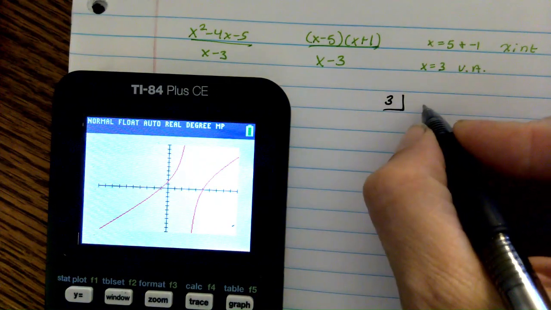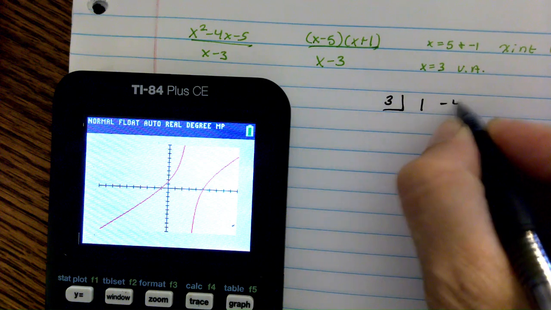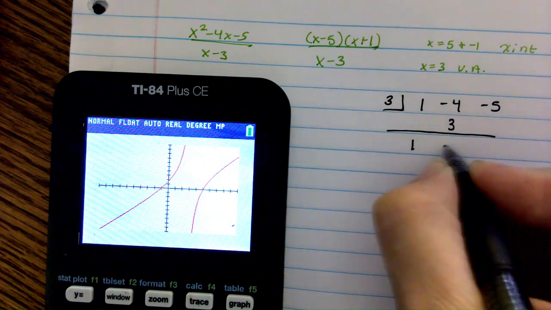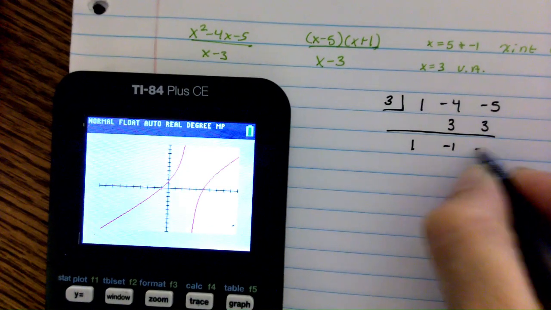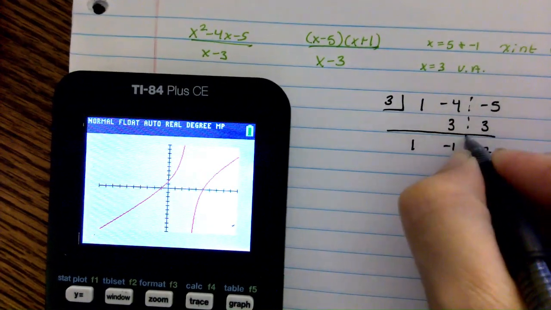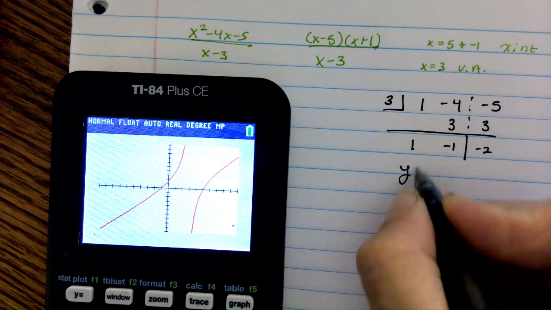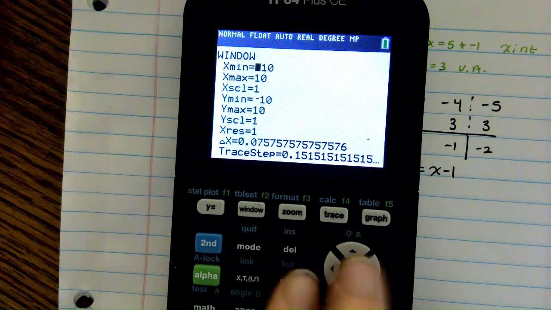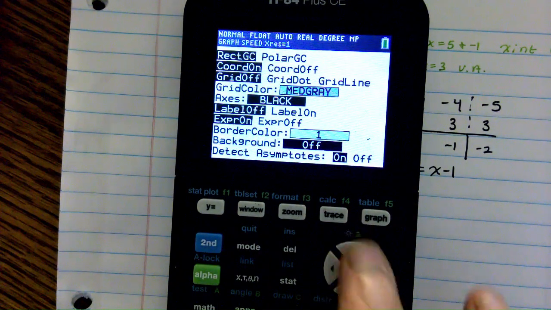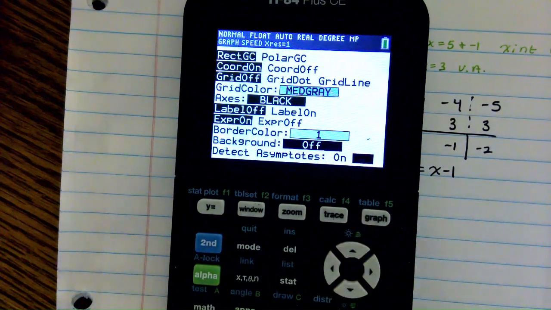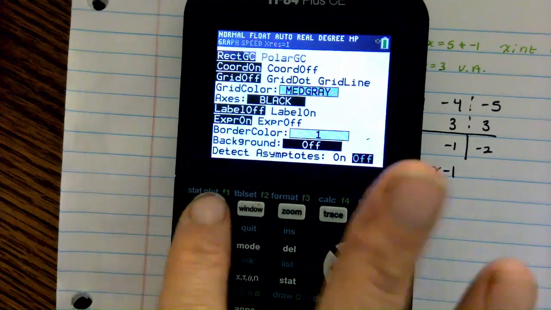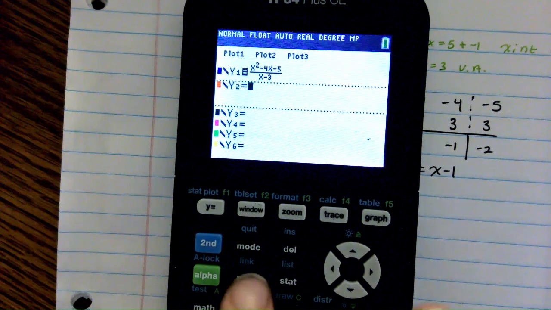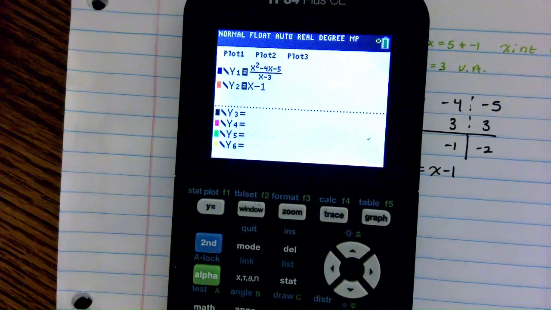If you don't know how to do that, go back and watch my video on synthetic division. I'm going to bring down a number, times, add. That's my remainder, so that leaves me with y equals x minus 1. Okay, and to graph it faster, I'm going to come back into my format and turn off my asymptote detection, so it will draw that vertical asymptote, but I'm okay with that. And we don't need this version now. x minus 1.